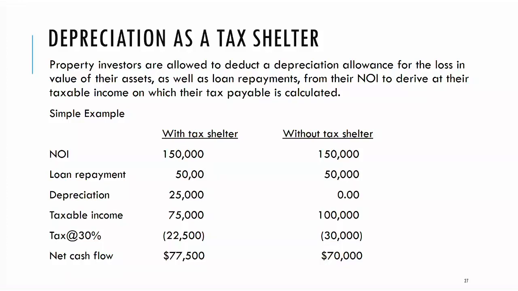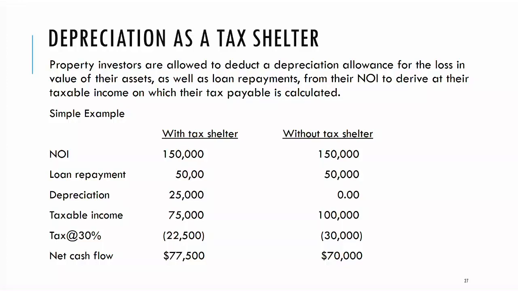So if you don't use that tax depreciation, what will happen? Your net operating income is 150,000, and your loan repayment is still 50,000, and you don't claim tax depreciation because you don't know about it. You didn't claim. Your taxable income is 100,000. Now you pay 30% tax, which is 30,000. So now your remaining net cash flow is 70,000.